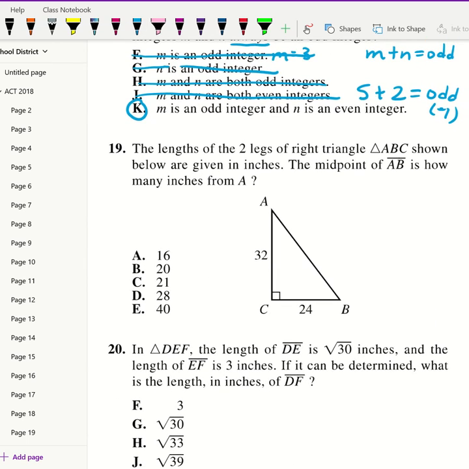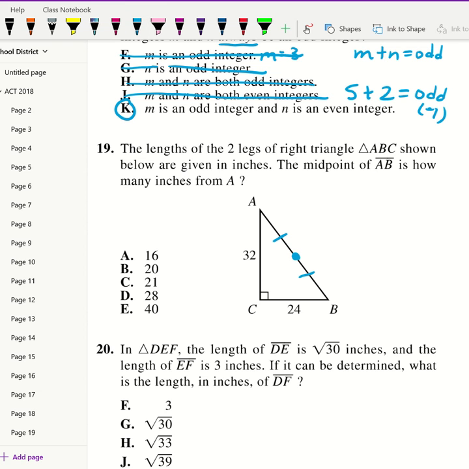Number 19, the lengths of two legs of a right triangle are shown. What we want to do is figure out how far the midpoint of AB would be from point A. Because this is a right triangle and I'm talking about the side lengths of a right triangle, I can use the Pythagorean theorem, a squared plus b squared equals c squared. Those of you who know what triples are, that's going to be way faster than the Pythagorean theorem. So that is another option if you know how to use triples.